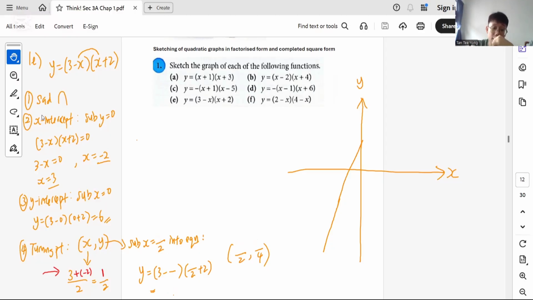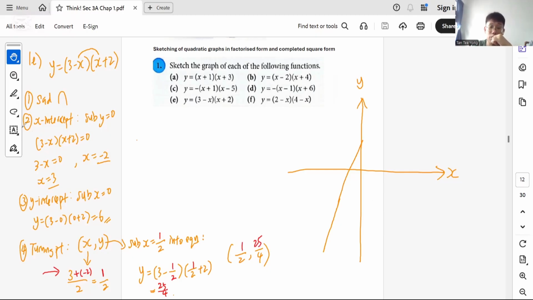Let me just change. So sub x equals half. So half, and then half. That means it's 3 minus half, which is 2.5. So 2.5 times 2.5 is 6.25, so it's 25 over 4. So this is 25 over 4, and this is half. Okay, now it makes sense.